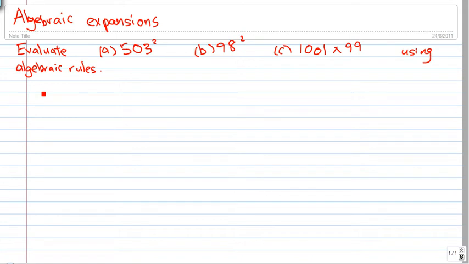Okay, let's try these questions. Let's do part A first. Evaluate 503 squared using algebraic rules. 503 squared actually resembles (500 plus 3) squared. Now this resembles this identity, isn't it?